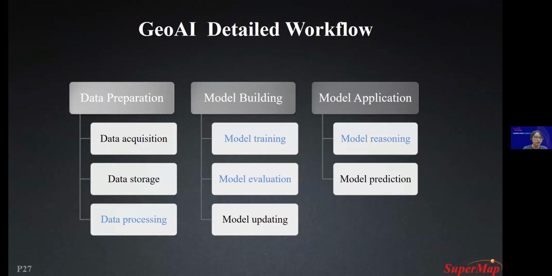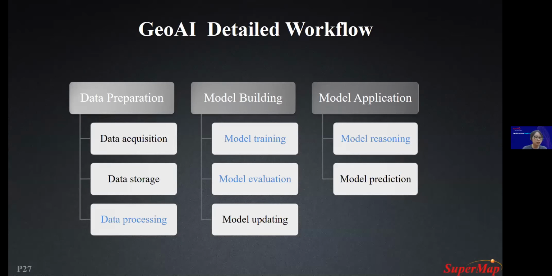Let's have a look at the detailed contents of every step after we decide what to do. In the data preparation step, we need to connect the data. And the most important step is data processing. We need to check the data's quality and convert the image data to TIFF format, and we should make labels in the first step.